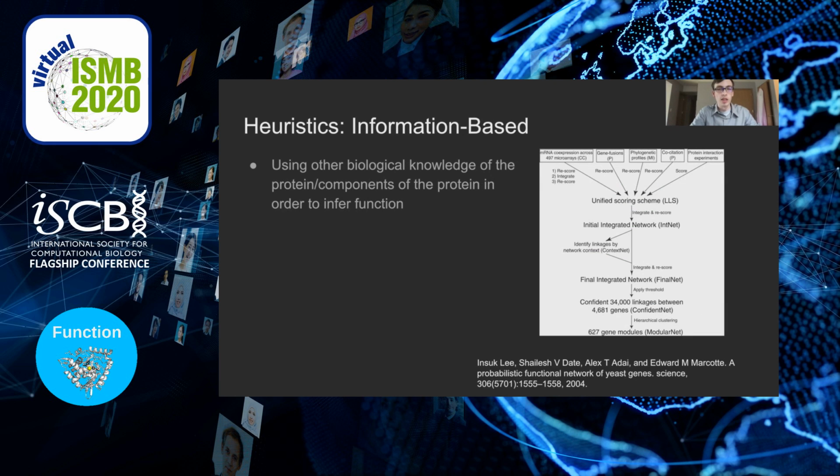And lastly, we have the information-based method, which uses other biological knowledge of the protein and components of the protein in order to infer the function. So in this example on the right, this group uses mRNA co-expressions, gene fusions, phylogenetic profiles, and other features to try and infer protein function based off of the input sequence.